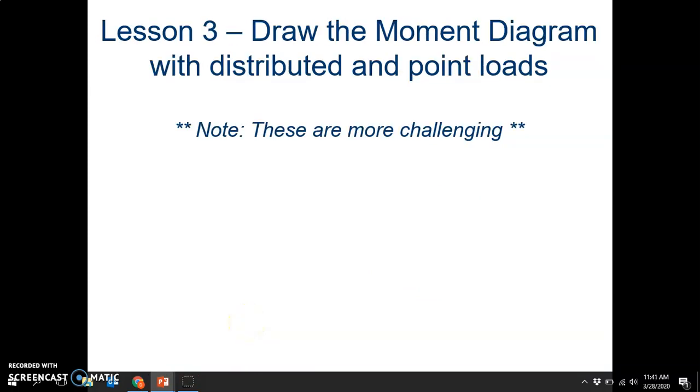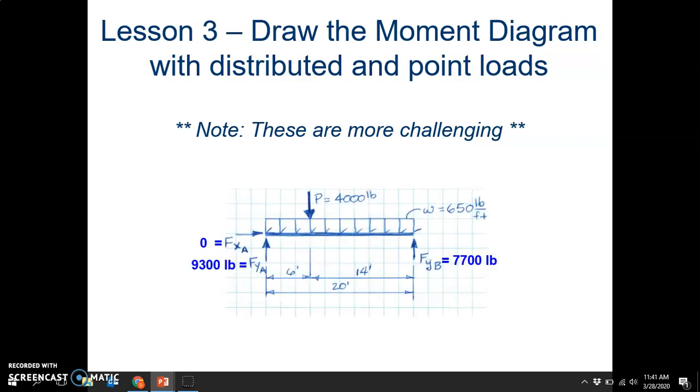Okay, lesson 3 is we are going to draw the moment diagram when you have both distributed and point loads. And these are more challenging. Let me give you that warning right now. So here's your beam. You have a distributed load throughout the entire span, and you have a point load 6 feet from the edge, which is not in the middle. It's not symmetrical.